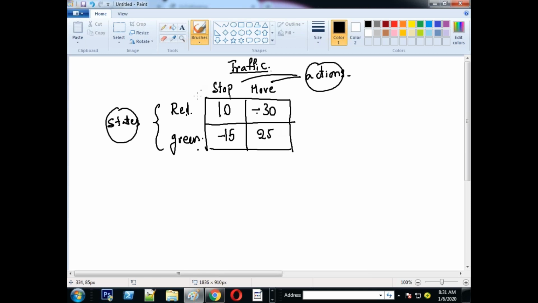So in this example, red and green are states, stop and move are actions, and 10, minus 30, minus 15, 25 are rewards based on the severity of the action. Very bad action, very negative score. Very good action, maybe plus 100 I will give. Understand the points? So these are rewards. All of you clear about this?